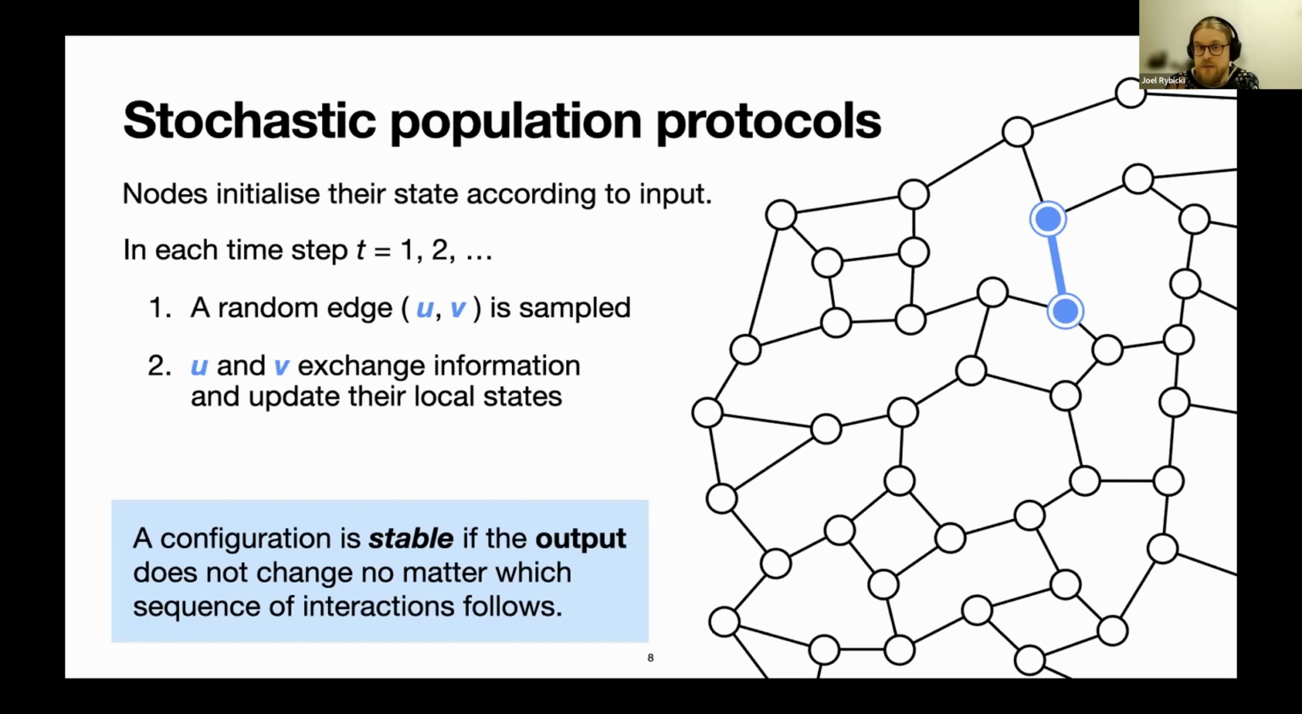Note that we do not assume here that the protocols have to deal with arbitrary initial states. That is, we are not designing self-stabilizing algorithms. So we can actually assume a fixed starting state.